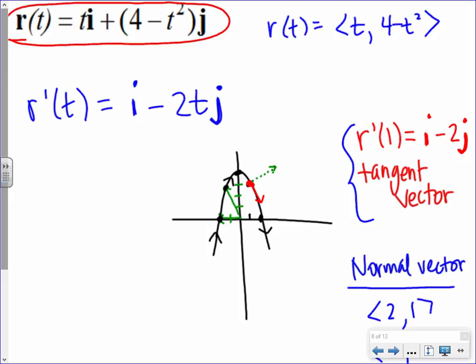Well, the normal vector is just a unit vector, right? No, normal vector is not even. Normal just means perpendicular to the tangent, perpendicular to the curve, essentially.